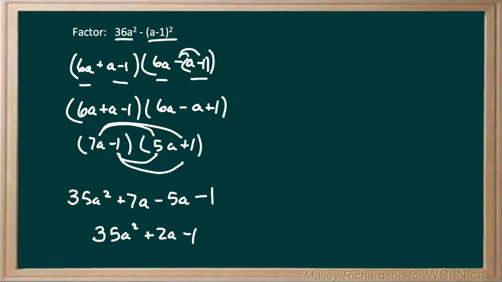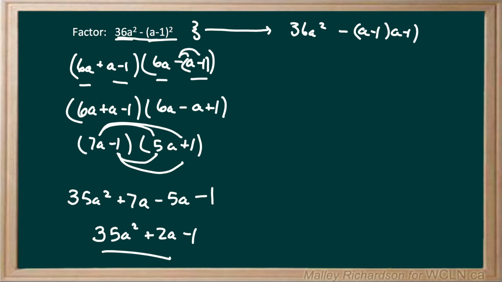But again, we can see that this does not match our original question. But that's because we have to use our distribution laws in our original question as well. So we're going to get 36a squared minus (a minus 1) multiplied by (a minus 1). Well, when we factor this out, we get 36a squared minus (a squared minus 2a plus 1).